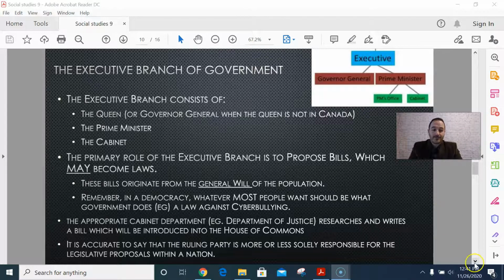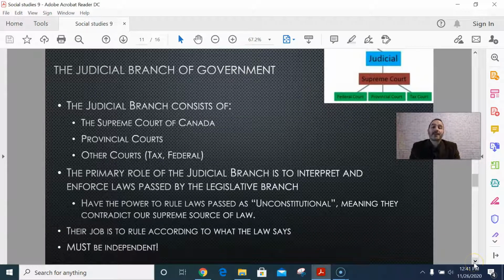All right, and then finally the last branch, guys, the judicial branch of government. The judicial branch of government consists of the Supreme Court of Canada, which is in Ottawa, and provincial courts, and then other courts as well, like tax and federal courts. Now, guys, the entire point of the judicial branch of government, its main function, is to interpret and enforce laws passed by the legislative branch.